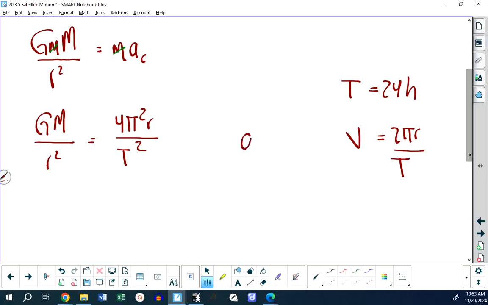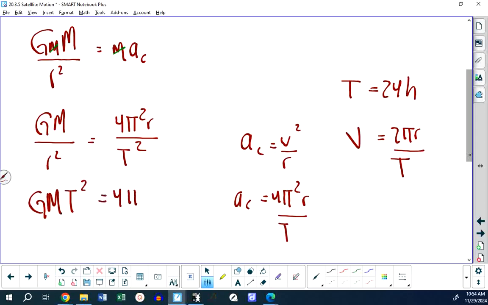So this AC is V squared over R, or 4 pi squared R over T squared. And in this type of question, you have to use the 4 pi squared R over T squared. So if we cross multiply, we get GMT squared equals 4 pi squared R cubed. But once again, everybody, this is the physics. At this point in time, it's just a matter of math and putting numbers in.